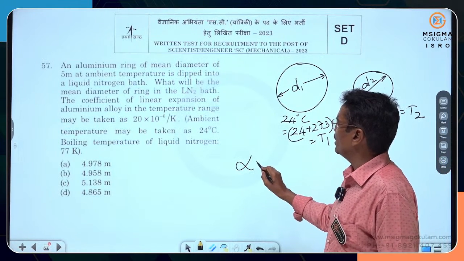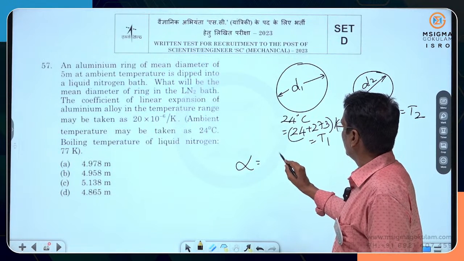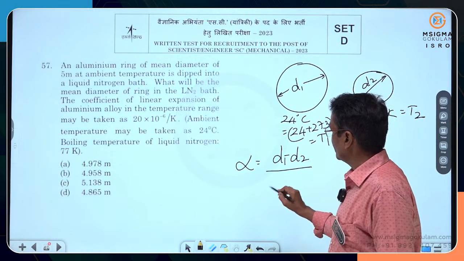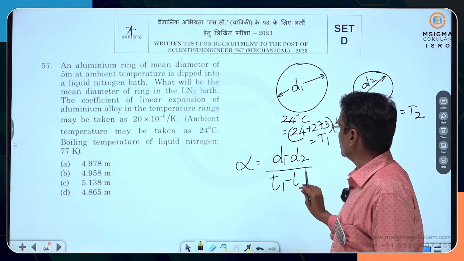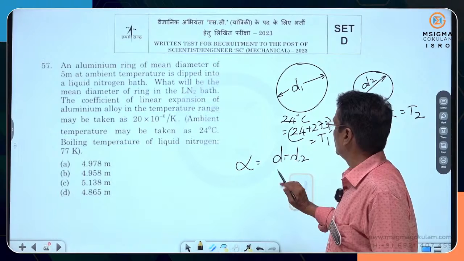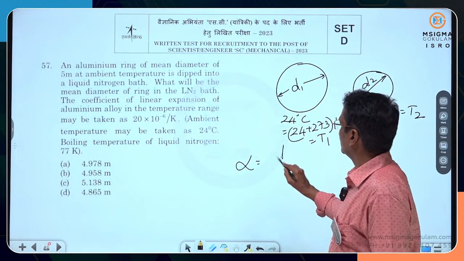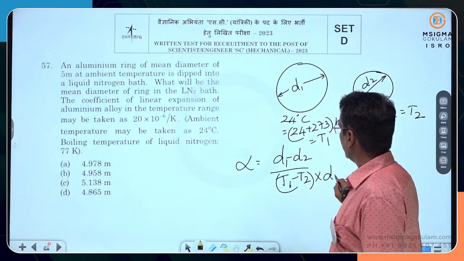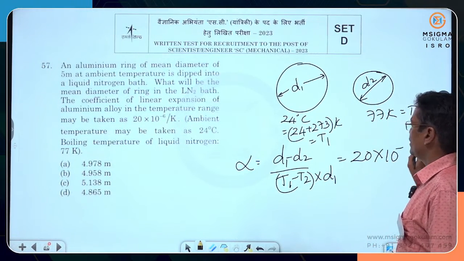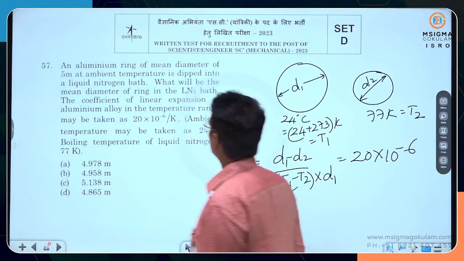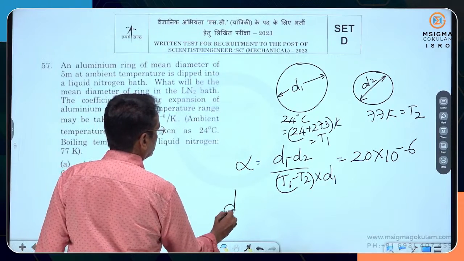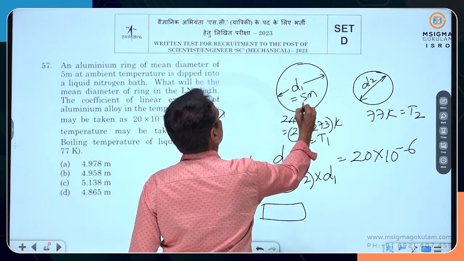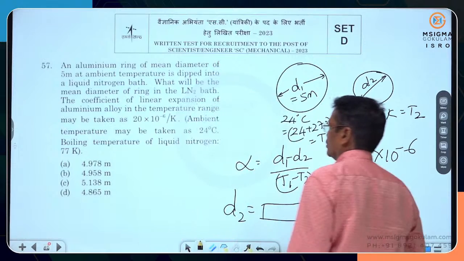The coefficient of linear expansion alpha is D1 minus D2 divided by T1 minus T2, divided by D1. That has been given as 20 into 10 power minus 6. He is just asking what is D2. Everything is known there. D1 is given as 5 meters. This is the coefficient of linear expansion.